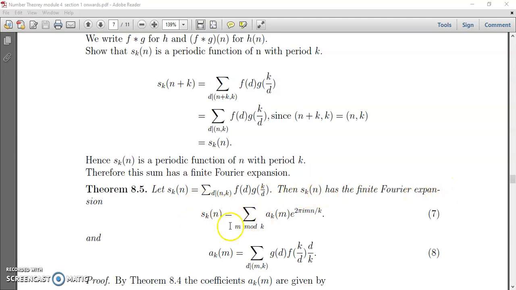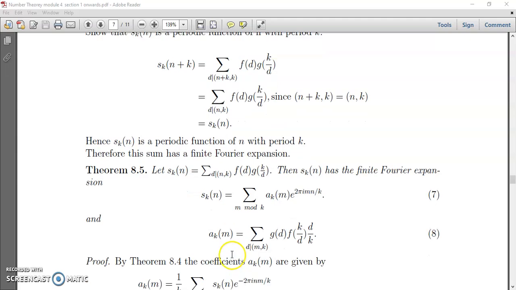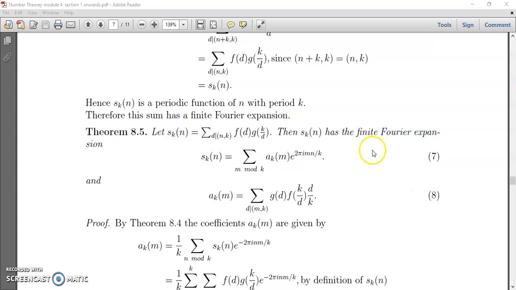s_k(n) is equal to sigma m mod k a_k(m) e raised to 2 pi i m n by k, and a_k(m) is equal to sigma d divides (m, k) g(d) f(k/d) d by k. So this is what we have to prove. Now in theorem 8.5 we will immediately go to the proof, because it is very easy to prove, because we have already studied a similar result in our previous section in theorem 8.4.